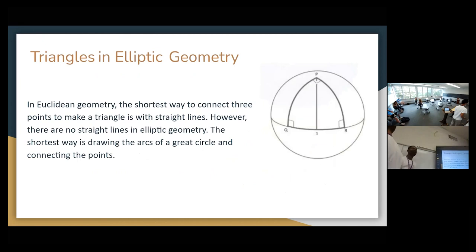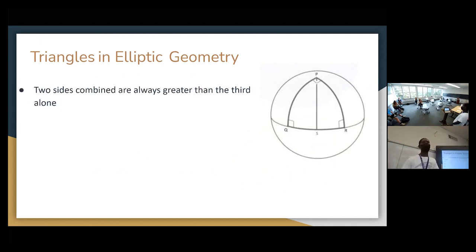So due to the nature of elliptic geometry, even the most basic things, such as shapes, have different properties that we have to relearn, such as the way they're formed. A triangle in Euclidean geometry is formed by creating straight lines to connect 3 points. That's the fastest way to connect a triangle in traditional Euclidean geometry. However, there are no straight lines in elliptic geometry. Instead, the fastest way to form a triangle is using arcs of the great circle.